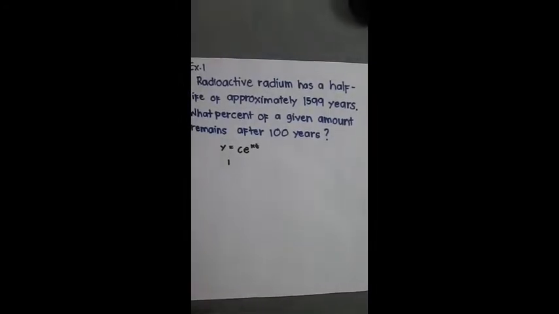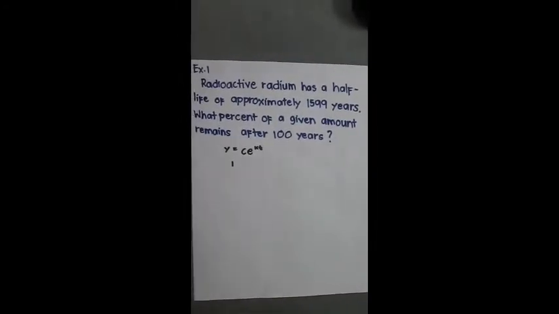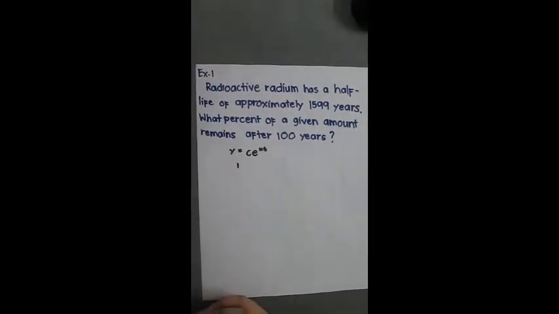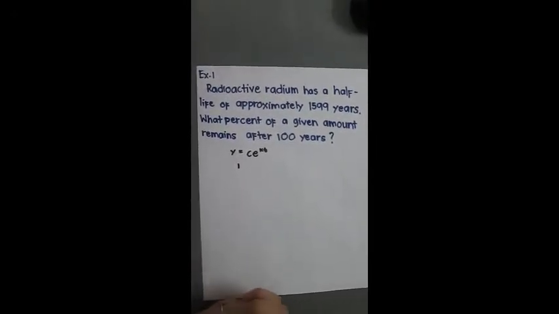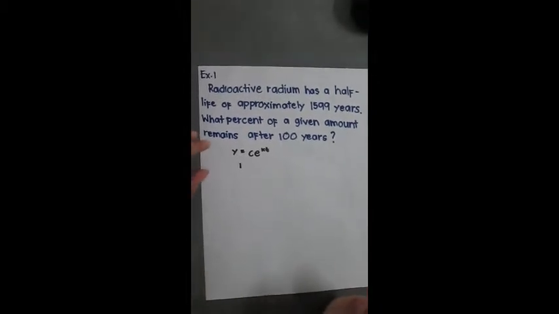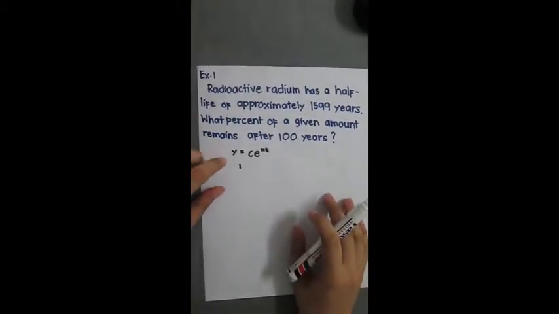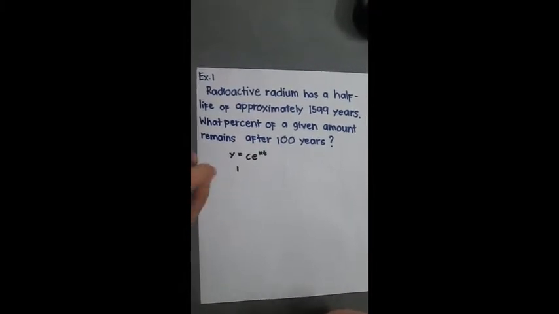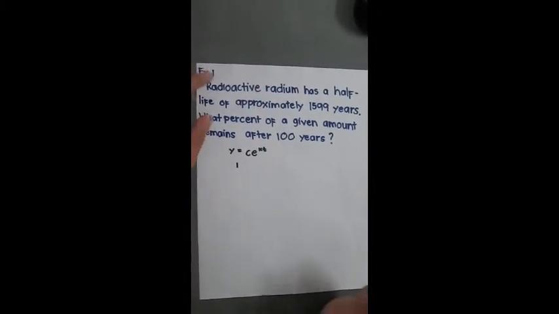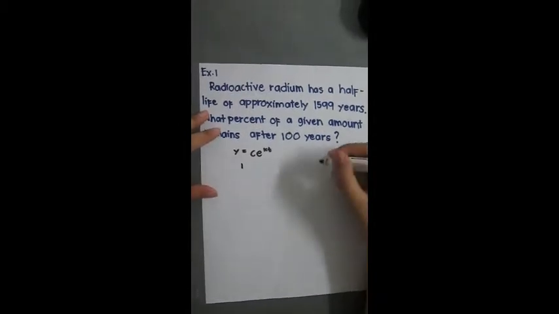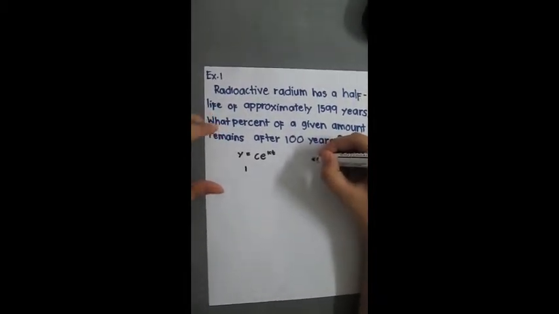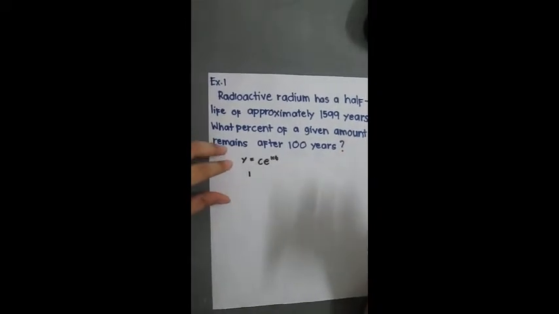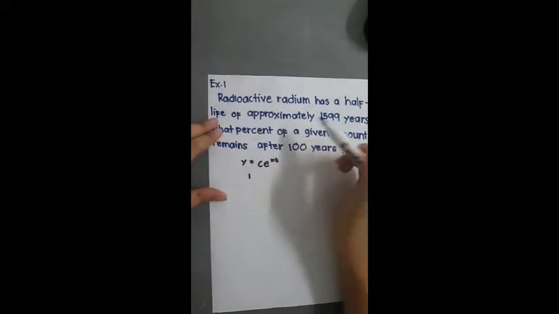Radioactive radium has a half-life of approximately 1,599 years. What percent of a given amount remains after 100 years? In this problem, we will use the formula y is equal to c times e raised to k times t. C is not given, so we have 1/2 c in 1,600 years because of the half-life.